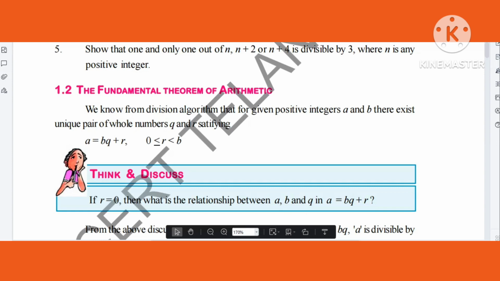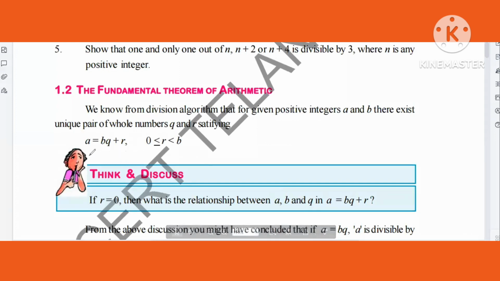Now the most important thing in 10th class, and also the second topic in the first chapter, is the fundamental theorem of arithmetic. Okay, fundamental theorem of arithmetic. We will discuss what is given in the textbook and also do some problems on this.